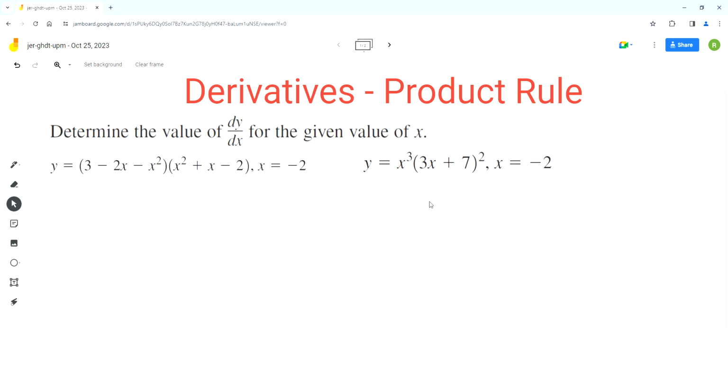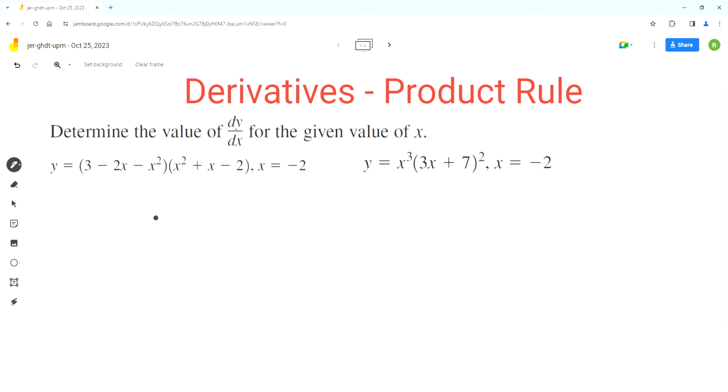So in this video, we'll solve this problem using the product rule for derivatives. We have to find the value of dy over dx for the given value of x. Let's start with the first function. The first function is y equals (3 minus 2x minus x squared) times (x squared plus x minus 2), and we have to find the value of dy over dx at x equals negative 2.